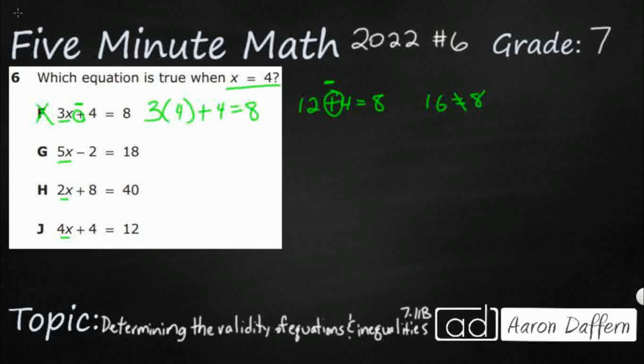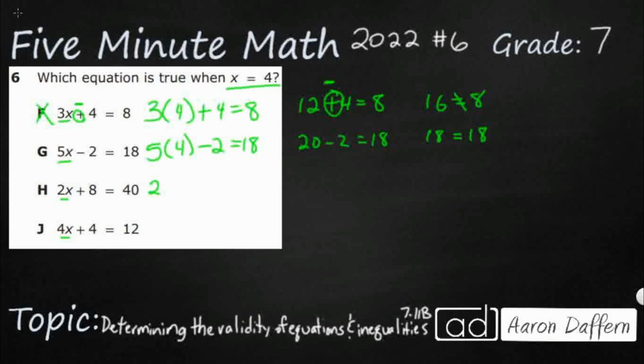Let's do the same thing down here with G. So 5 times 4 minus 2 equals 18. So 5 times 4 makes 20. It's looking a little bit more promising. So 20 minus 2, yes. So does 18 equal 18? All right. G looks like our answer, but just to make sure, we always need to check H and J as well. All right, so let's see what we've got here.